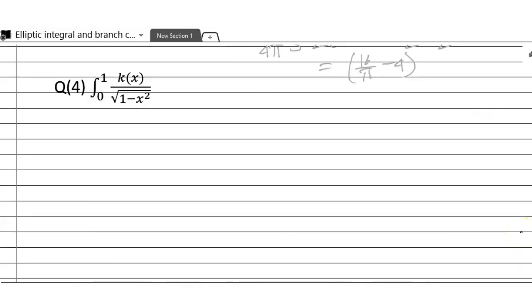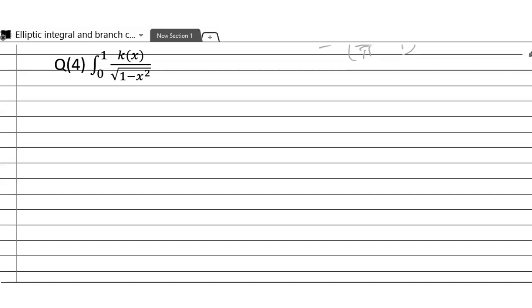Now friends, our discussion is based on elliptic integral. So K(x) can be written this way: summation n equals 0 to infinity, double factorial divided by 2n double factorial, whole square, x to the power 2n dx.